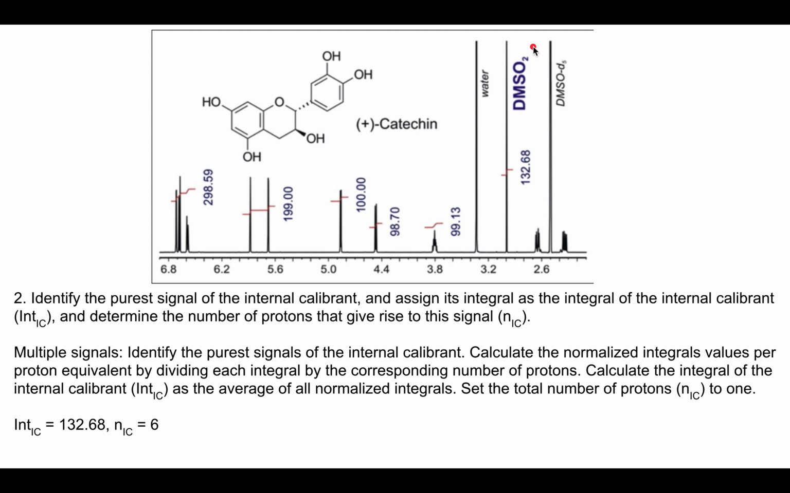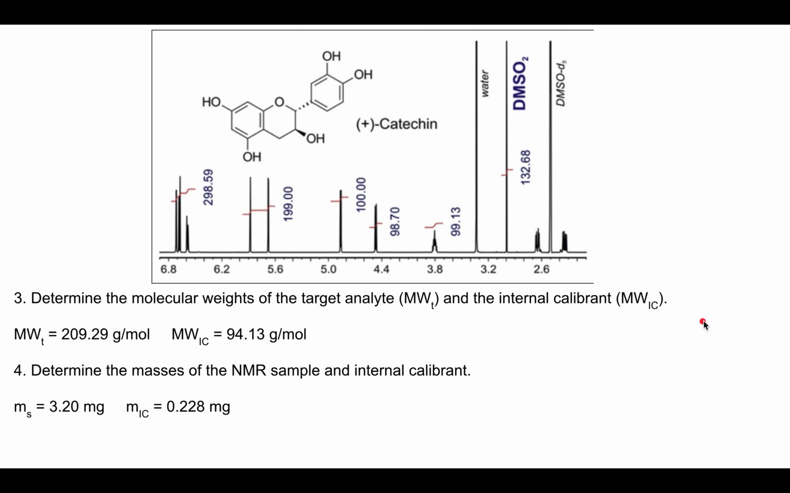We will be using DMSO2 as our internal calibrant, and the rationale for choosing DMSO2 is provided in the journal article as recommended by the authors. So our integral value for our internal calibrant is equal to 132.68, and the number of protons that give rise to this signal is 6. Step 3 says to determine the molecular weights of the target analyte and the internal calibrant. So I have listed down below the respective molecular weights of each.